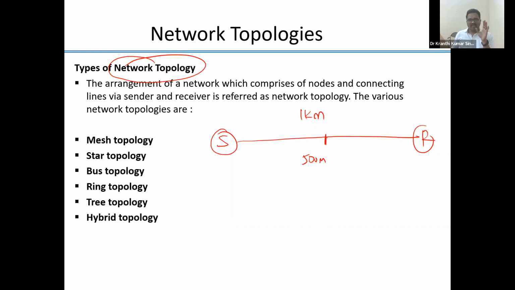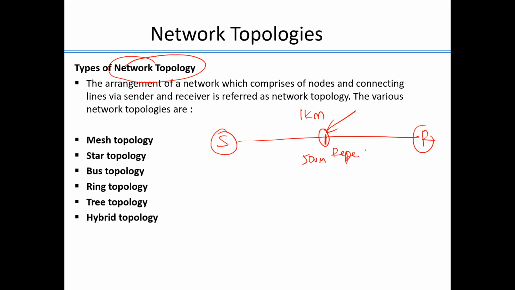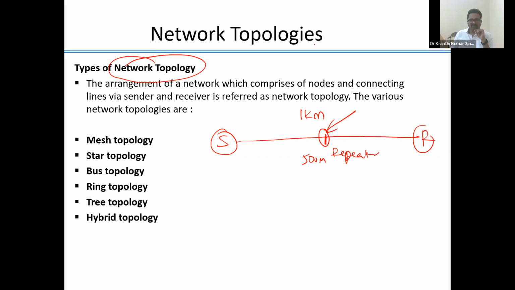Then is it possible to send this data to the receiver? No, sir. So at this point, what device do we need to use to send my entire data to the receiver with the same signal range and the same signal strength? Repeater, sir. Exactly. Fantastic.